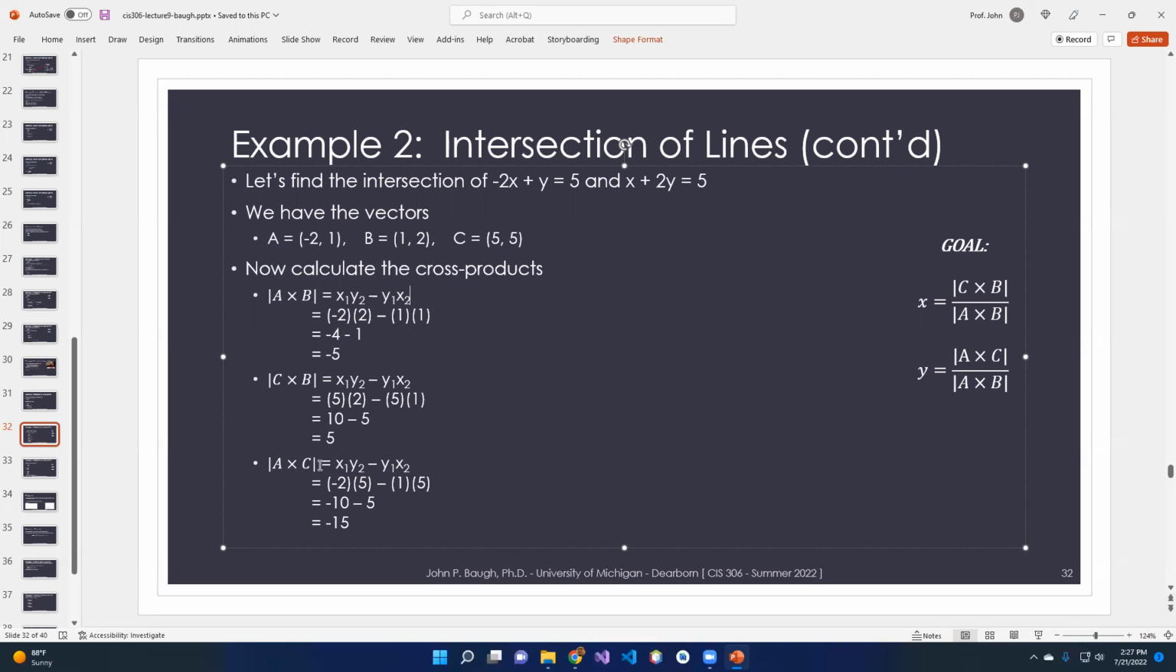Okay. So then you have A times C. That is x1, y2 minus y1, x2. In this case, because the A comes first, that would account for the 1s. So it should be a -2 and a 1. And then you have the x, y coming from the C. So it should be 5, 5, which it is up here. All right. So then we calculate that and get that one.